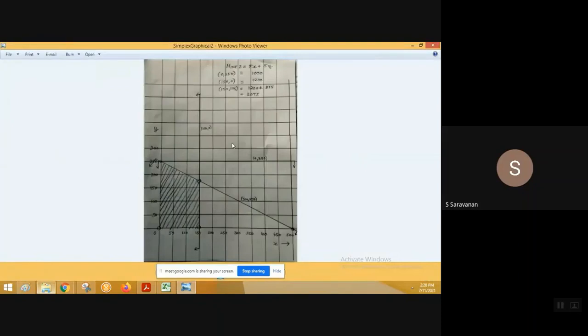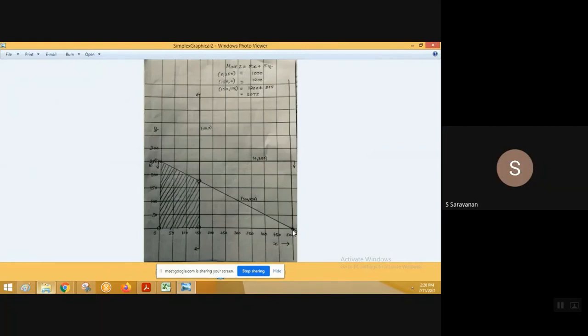Okay, so what is the first equation? 0 comma 250 and 500 comma 0. So this is that line. 0 comma 250, this one, and 500 comma 0. So that is for equation 1.